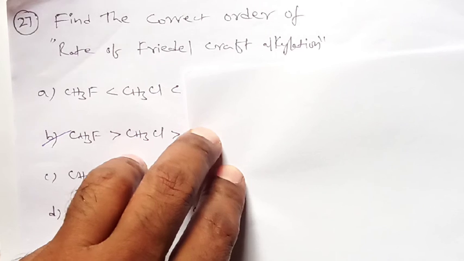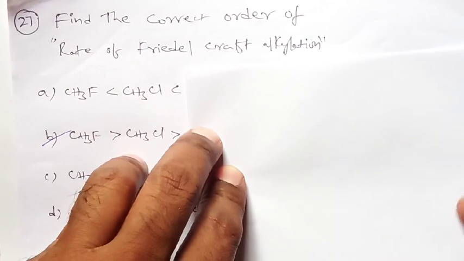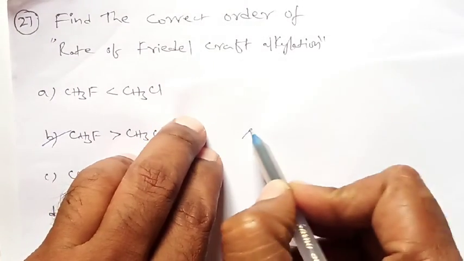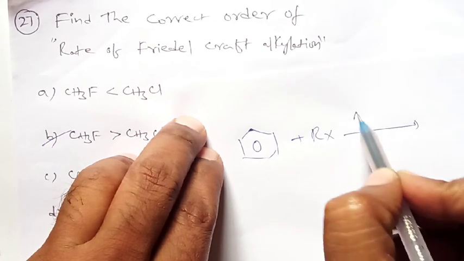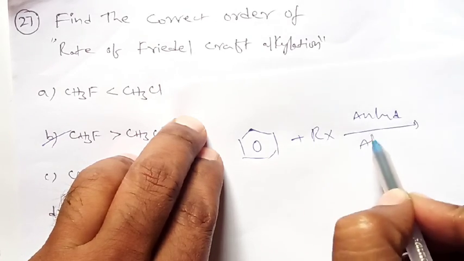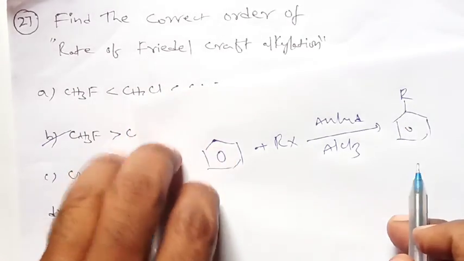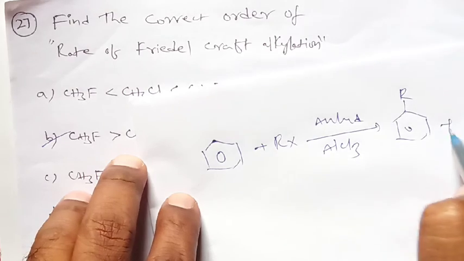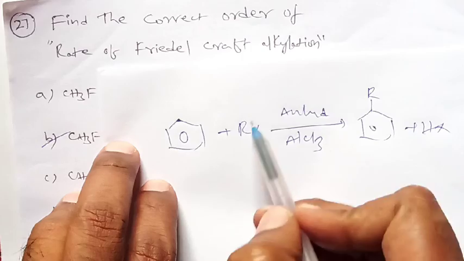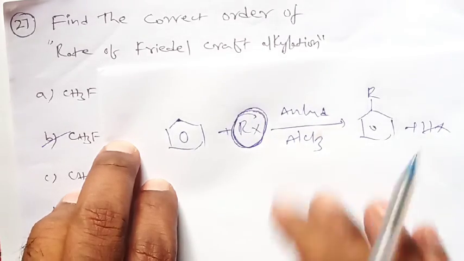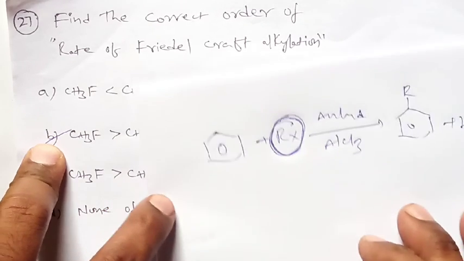An alkyl group can be added to the benzene molecule by electrophilic aromatic substitution, which is called Friedel-Crafts alkylation reaction. This is the basic reaction: benzene plus RX in the presence of anhydrous AlCl3 forms R attached to the benzene, and HX is the byproduct. Now, based on this, which will increase the rate? In which case does the Friedel-Crafts reaction happen more?